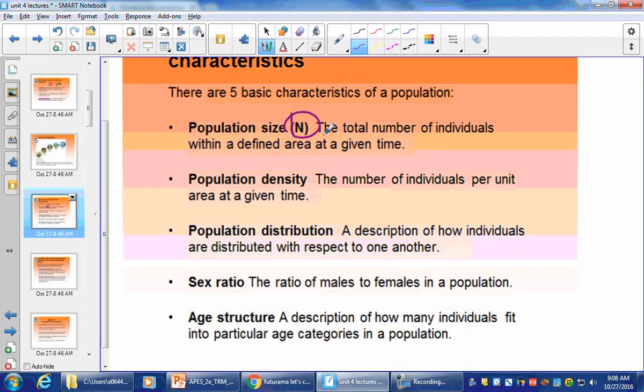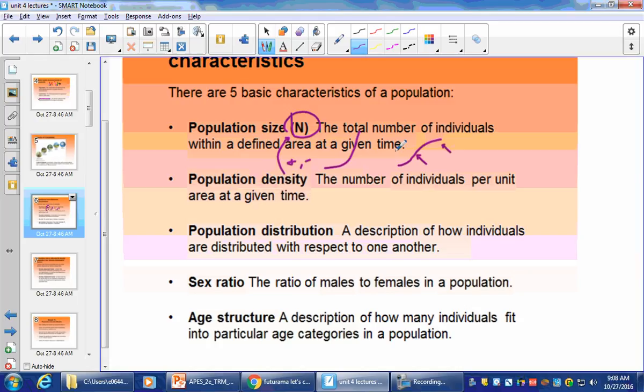These are variables that you need to know. Population size: the total number of individuals within a defined area at a given time. The population density, which is something that can affect positively or negatively the population size, right? The number of individuals per unit area given time. This can help make your population grow very rapidly. But then after a while, if you take in other factors other than the ideal conditions, you can have slow growth where you have a high rate here, and then you have a leveling off, right?